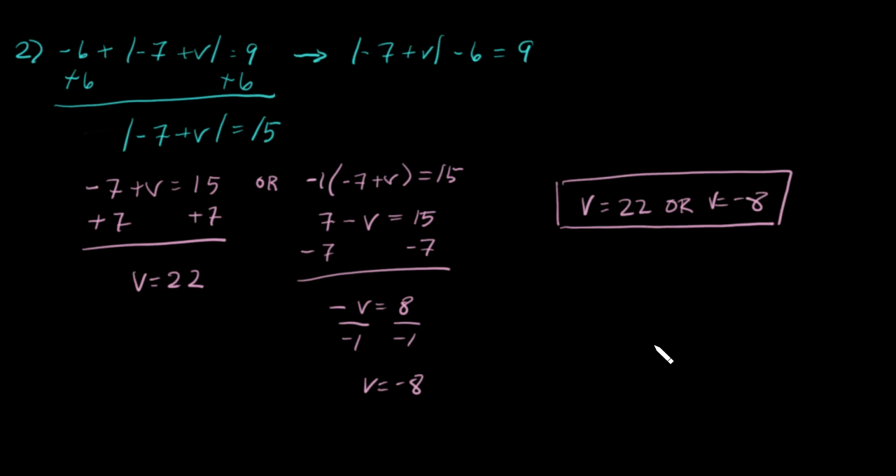Those are my two answers for what v can be. And I can actually check that by putting it back in. 22 minus 7 is going to be 15. If I take it out of the absolute value sign, that's a plus 15, and it's still a plus 15. 15 minus 6 is a 9. If I put -8 back in, -7 minus -8 is -15. If I apply the absolute value, that's going to be a positive 15. Minus 6 is still a 9.